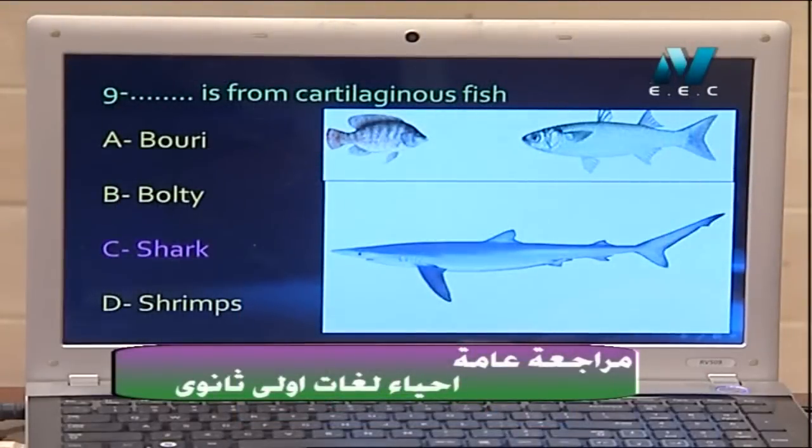Has air bladder. Air bladder helps the fish to ascend up and down. Also, it covered with scales. Scales here, bony scales. When you look to the picture in front of you, this is operculum. Here, no operculum at all. Mouth here ventral, mouth here terminal. Fertilization in the bony fish is external fertilizations.